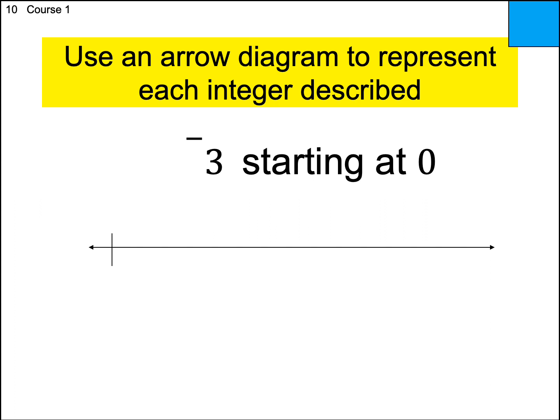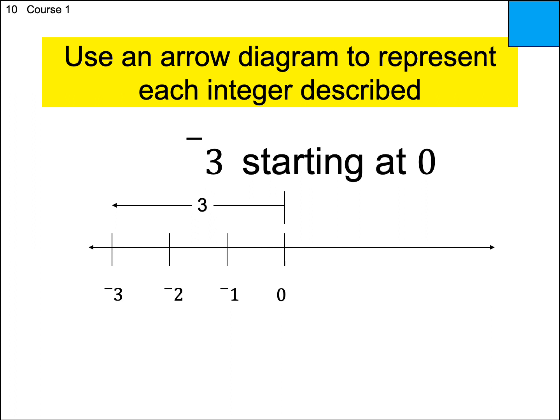So negative 3 starting at 0, well, the smallest number there is negative 3. And if I start at 0, well, I need to have 0 on my number line. So now I have 0 and negative 3. So if I start at 0, I'm right there, and I'm going to negative 3. So there are 3 units from 0 to negative 3. Do you see the pattern we're doing there?